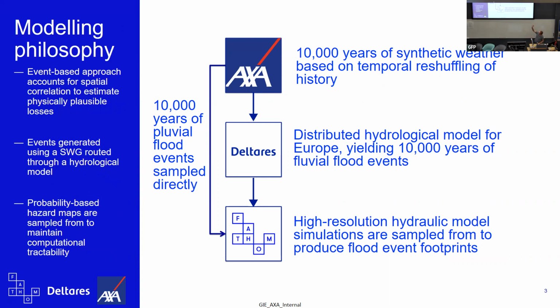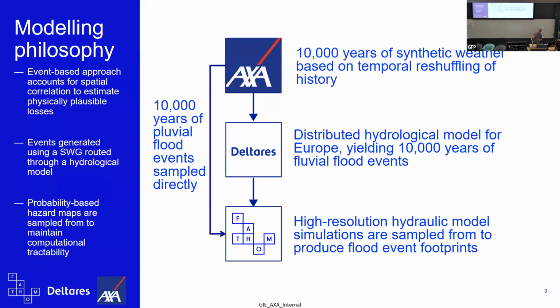So, modeling philosophy on the left side of the slide: we come up with an event-based approach that accounts for spatial correlations. That is really important for insurance, because the spatial correlation of events also determines what the impacts really are on your portfolio. And then events are generated through SWG, the stochastic weather generation, which is routed through a hydrological model. And we then use the outputs, and that's quite an important thing, the outputs of the hydrological model in terms of their probability of occurrence.